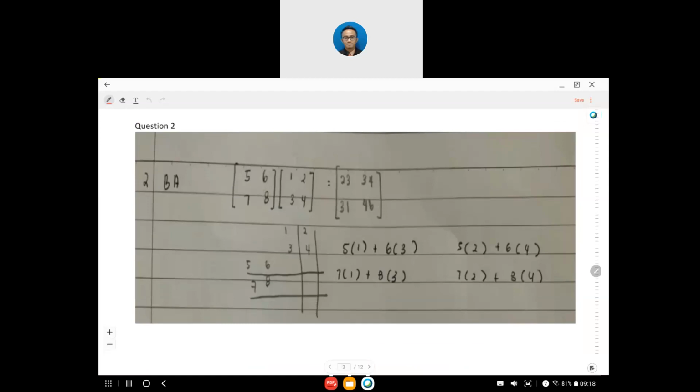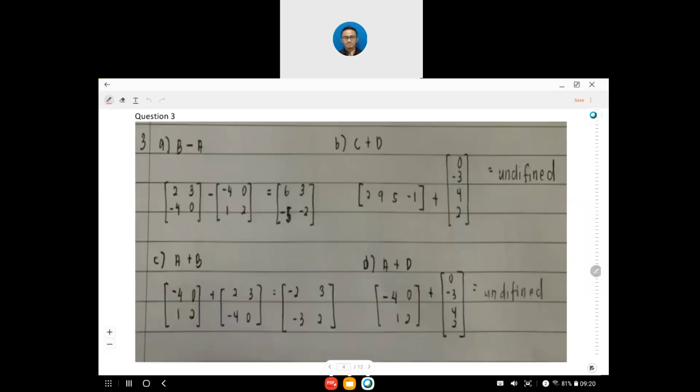Okay. And then question 2. Also the same thing. You want to find B times A. Write it the same as this. Okay, B times A. Matrix B is 5, 6, 7, 8, and then matrix A is 1, 2, 3, 4. Okay, when you solve it, you can get 23, 34, 31, 46.